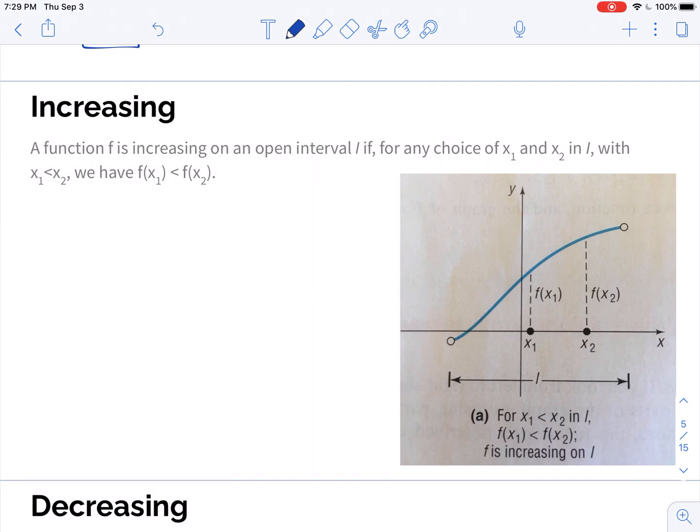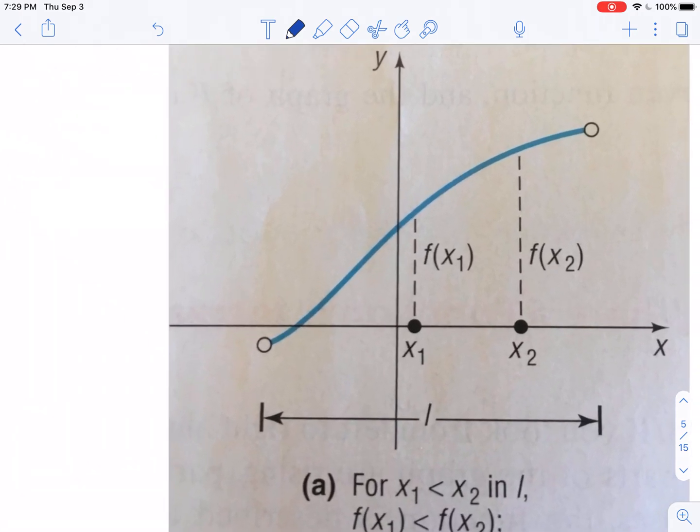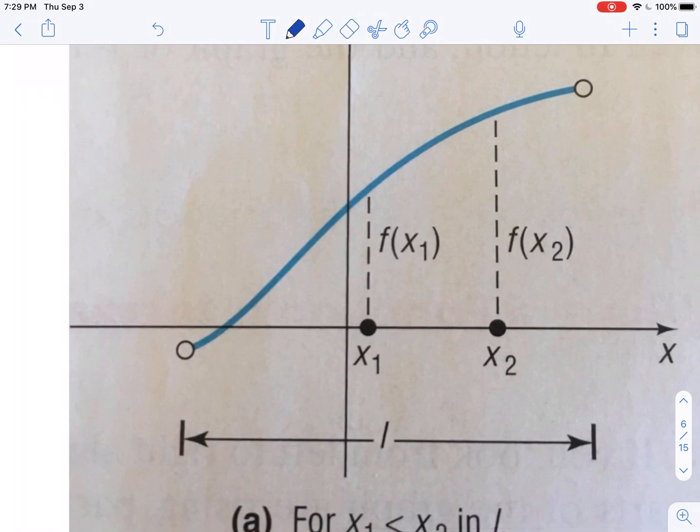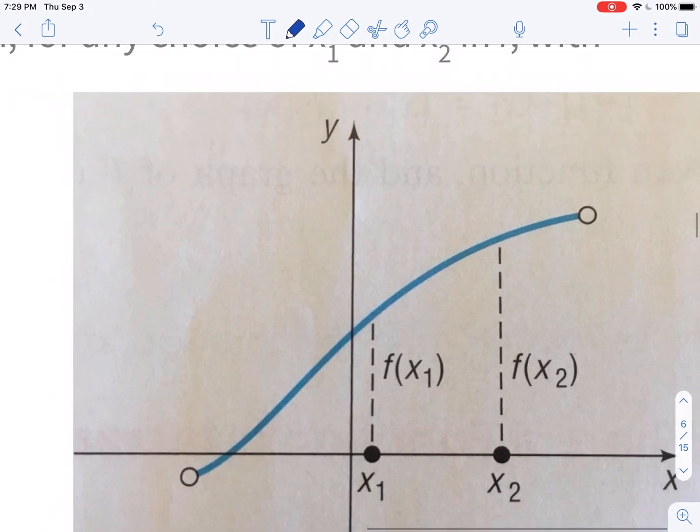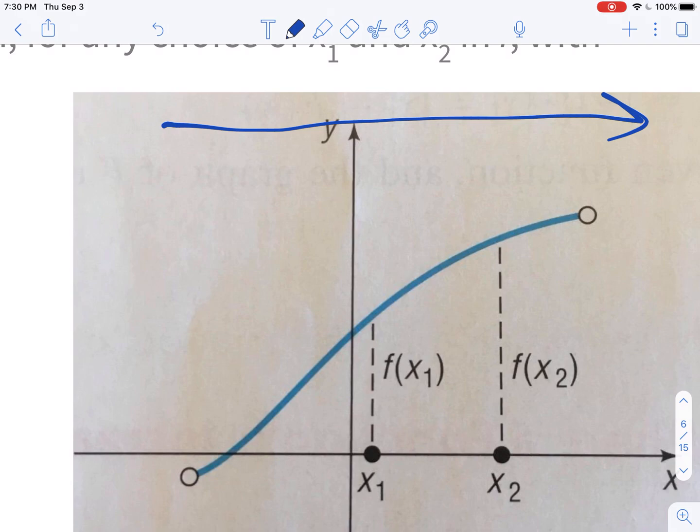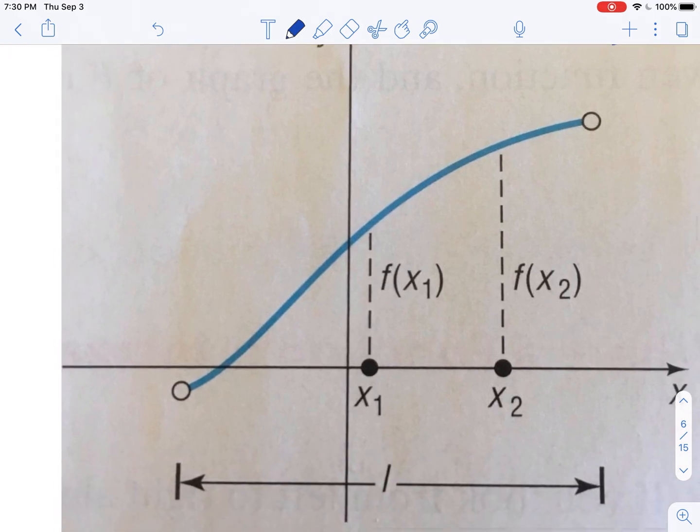So a function f is increasing on an open interval I if for any choice of x1 and x2 in I with x1 less than x2, we have f of x1 less than f of x2. Really mathy definition, but what does this mean? This means as I move from left to right, I'm going up. So again, just like we read books in math, we read left to right. I read this graph left to right now, and all I'm saying is I've got 1 point on my left side, I got 1 point on my right side.